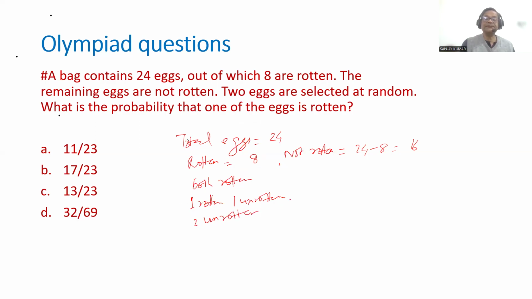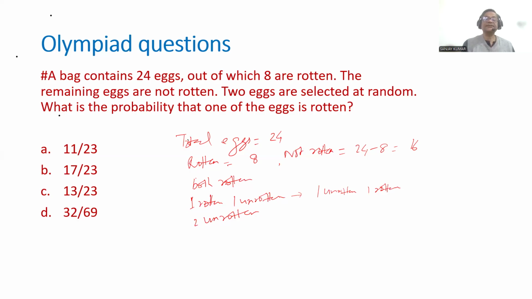Now one rotten, one unrotten. Another chance is also there: first time unrotten and second time rotten. So two possibilities. You cannot say one. First time rotten, then second time unrotten, or first time unrotten, then second time rotten. So there are so many possibilities, and finding it out is a little difficult. So what is the best way to find out?